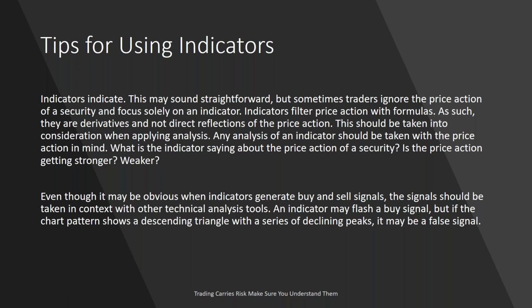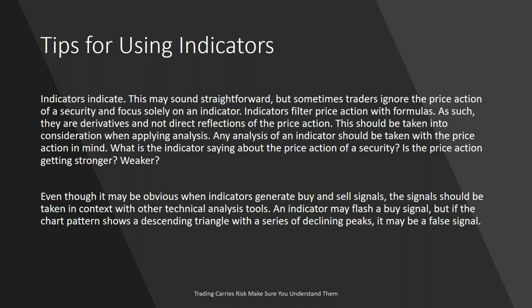Any analysis of an indicator should be taken with the price action in mind. What is the indicator saying about the price action of the security? Is the price action getting stronger or weaker? So even though it may be obvious when indicators generate buy and sell signals, the signal should be taken in context with other technical analysis tools. Any indicator may flash a buy signal, but if the chart pattern shows a descending triangle with a series of descending triangles, it could be a false signal.